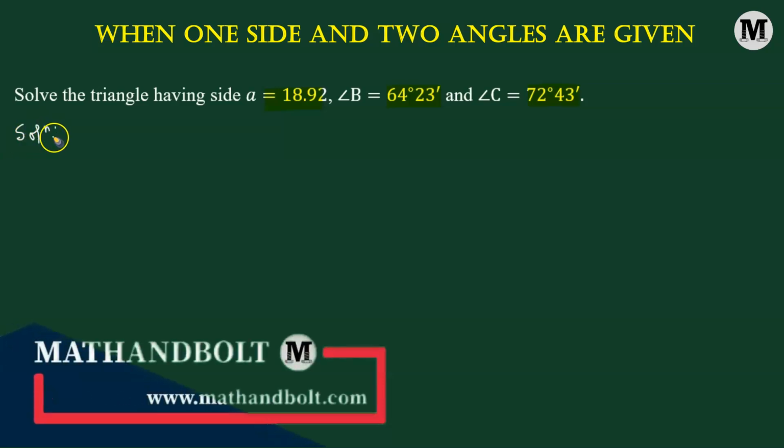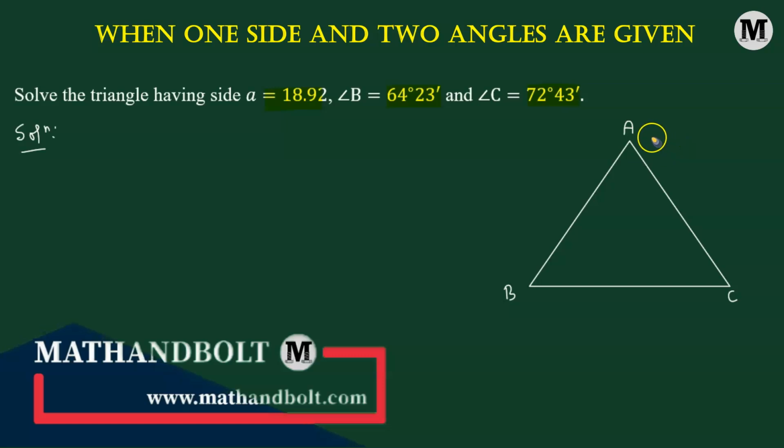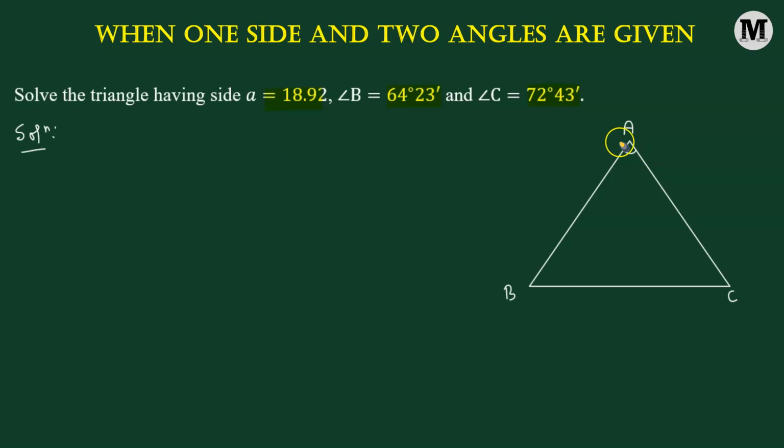First, let's construct a triangle ABC. So here we have the triangle with vertices A, B and C. Let's consider the side that is opposite to angle A, which is denoted by BC here. We're going to use the letter a to denote this side. Then the side opposite to angle B, which is AC, we're going to denote it by the letter b in lowercase, and then the side opposite to angle C, which is AB, that will be denoted by c in lowercase.